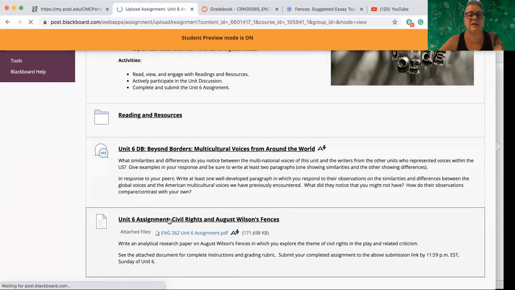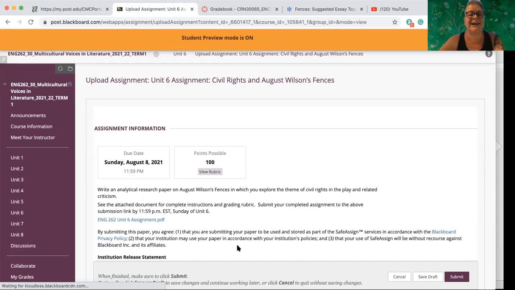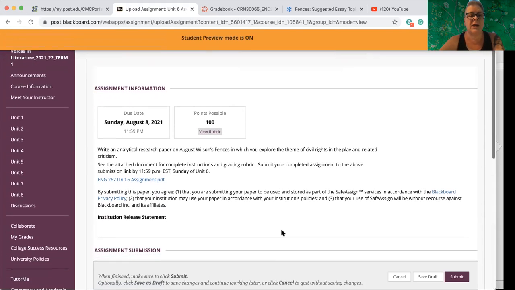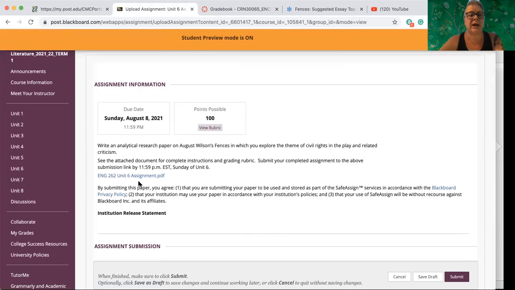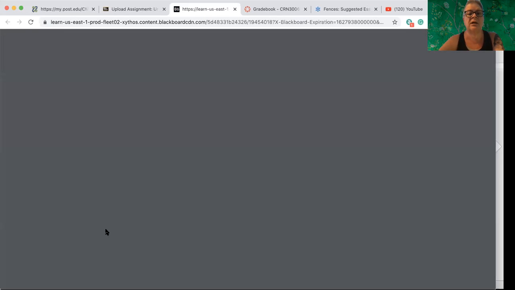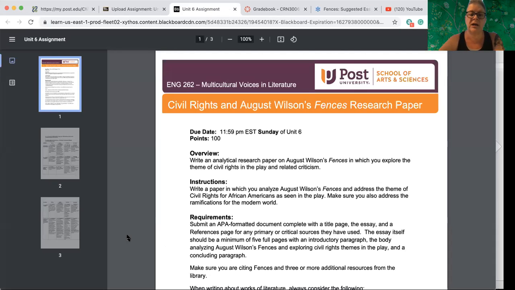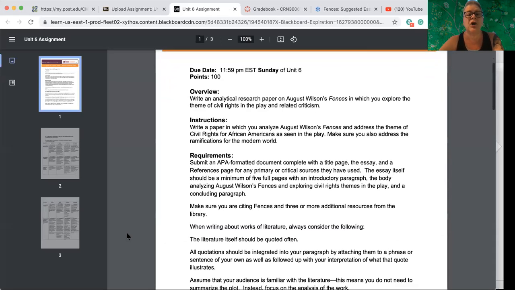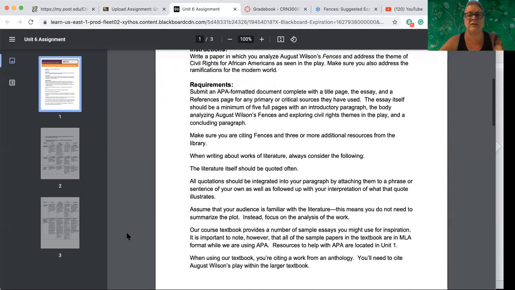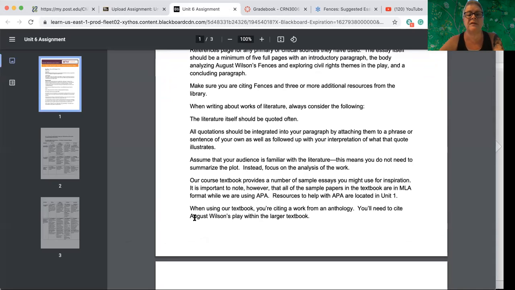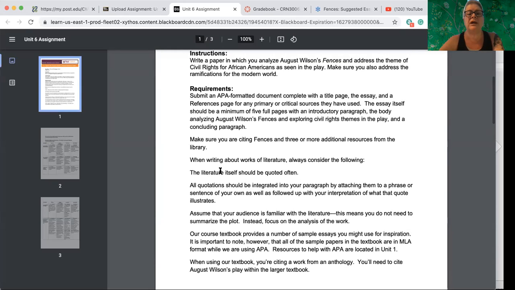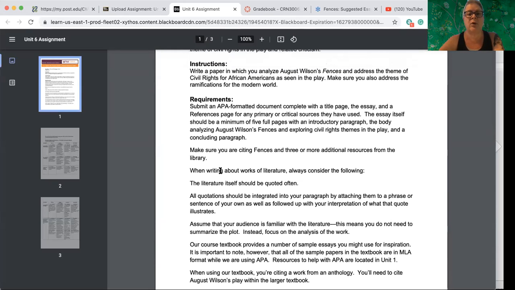So in the Unit 6 assignment, you are writing an analytical research paper on August Wilson's Fences, in which you explore the theme of civil rights in the play and related criticism. You've got an assignment sheet right here, which we will click on and take a look at. I'm not going to read it to you, but just as a reminder, you really want to go through these when they're there in detail, because this is going to give you the rundown of what is required.